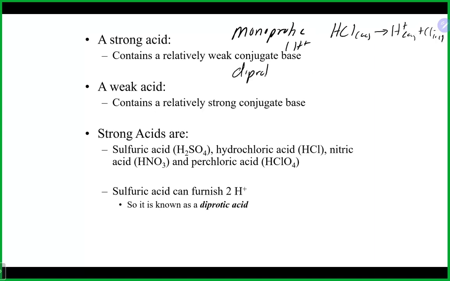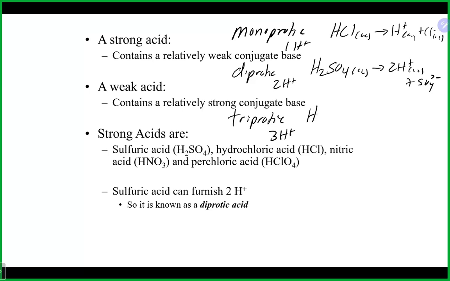Diprotic acid releases 2 hydrogens, for di. Like sulfuric acid will eventually release 2 hydrogens and some sulfate. And there's a triprotic acid that can release 3 hydrogens, like phosphoric acid, which will ultimately release a total of 3 hydrogens and phosphate.